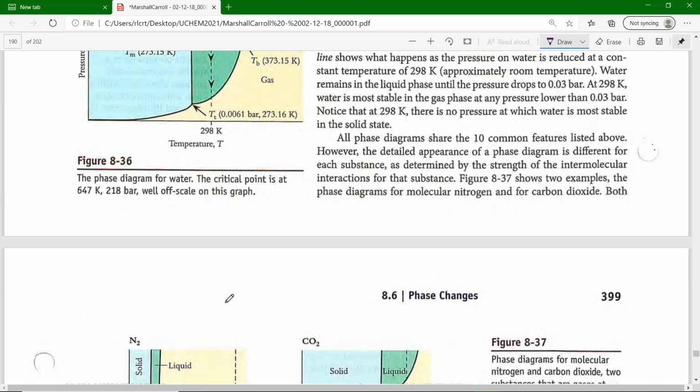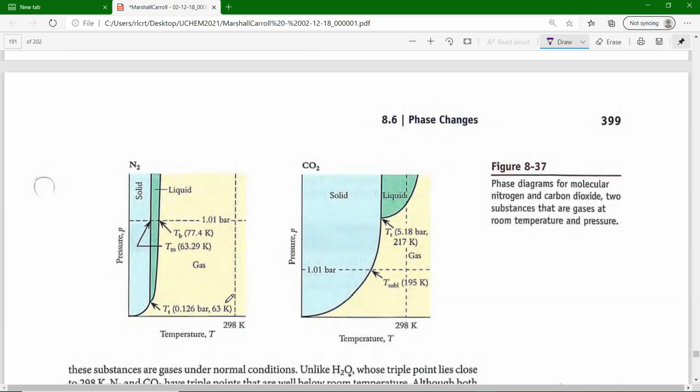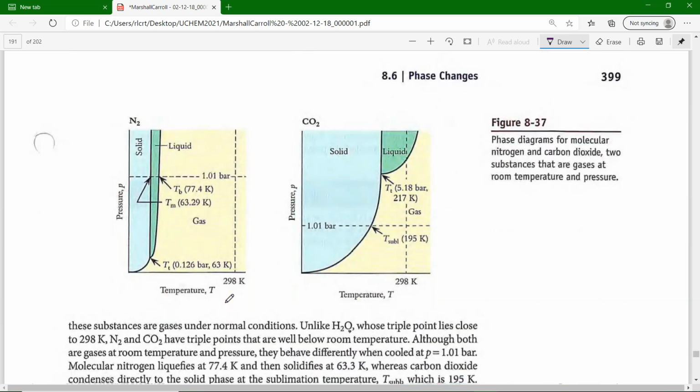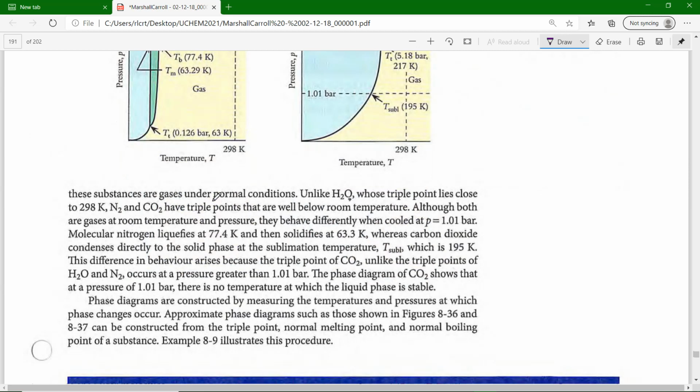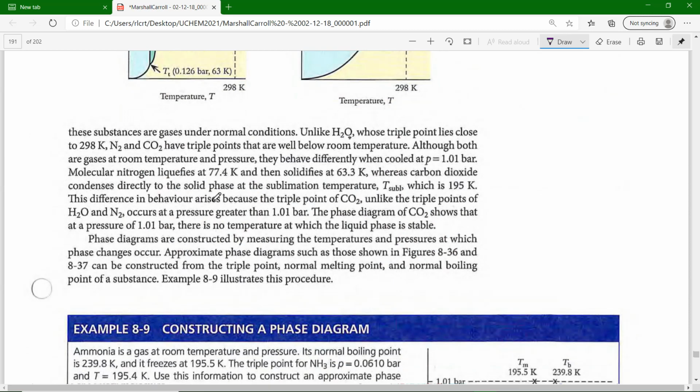All the phase diagrams share common features, but the appearances can be different because of the strengths of the intermolecular interactions. We have here an example on the left: nitrogen, N2, molecular nitrogen, and carbon dioxide on the right. So you see the curves are different, and that's okay. There are different intermolecular forces. Triple points for N2 and CO2 are well below room temperature. And so then you can go through and slide them all around.